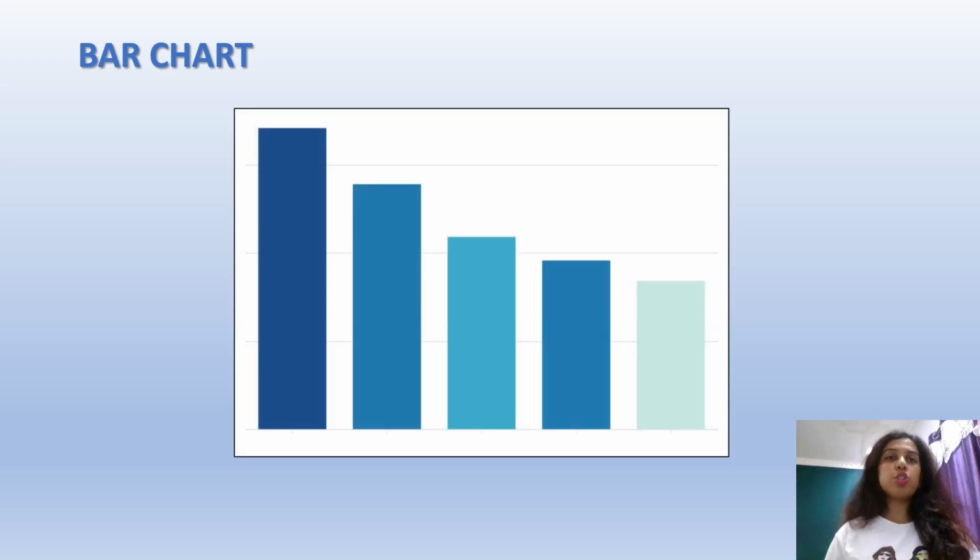Let's start with a bar chart. A bar chart is a visual representation of categorical data using rectangular bars, where the length of each bar is proportional to the value it represents. Bar charts can be displayed either vertically, also known as column chart, or horizontally.